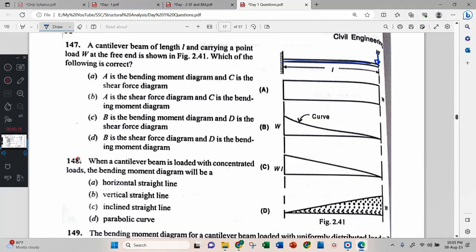This is a point load. The shear force diagram is this one, and the bending moment diagram is this one. Okay. A is a bending moment diagram? Wrong. A is a shear force diagram. Correct. C is a bending moment diagram. Correct. B is a bending moment diagram? Wrong. Then B is a shear force diagram? Wrong. Therefore, B is the answer.